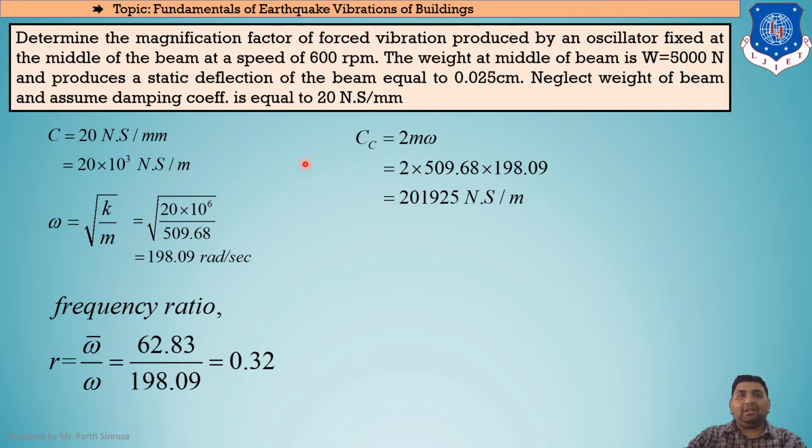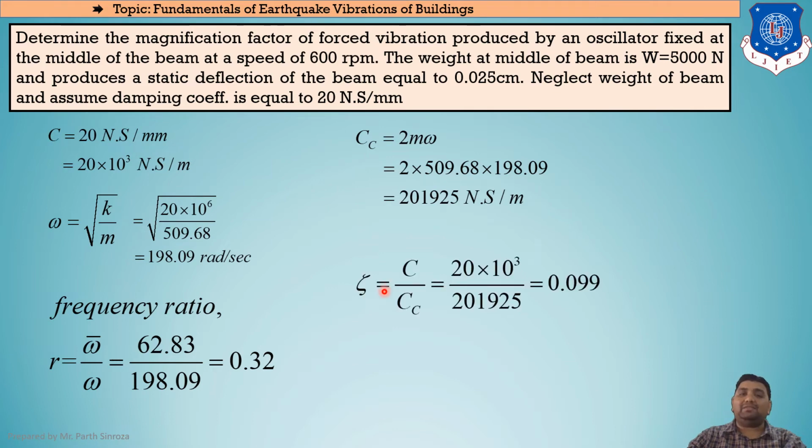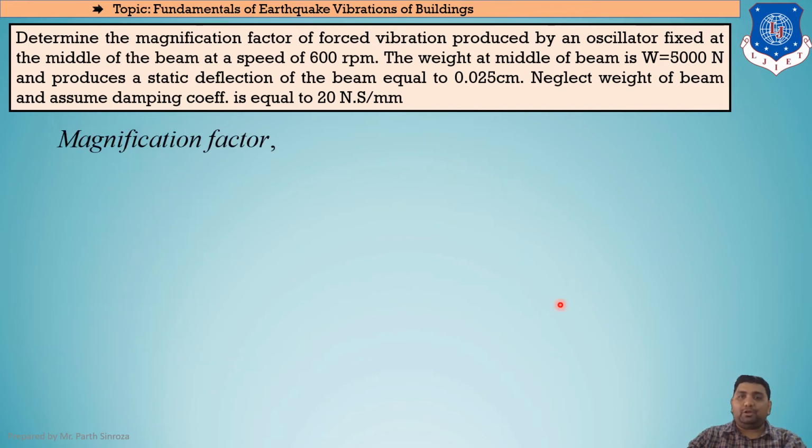So after finding the value of C and Cc, we will be finding the value of zeta. So zeta is equal to C upon Cc, and the answer comes out to be 0.099. So the value of zeta is 0.099. Now we will be substituting everything in our final answer, that is to find the magnification factor.